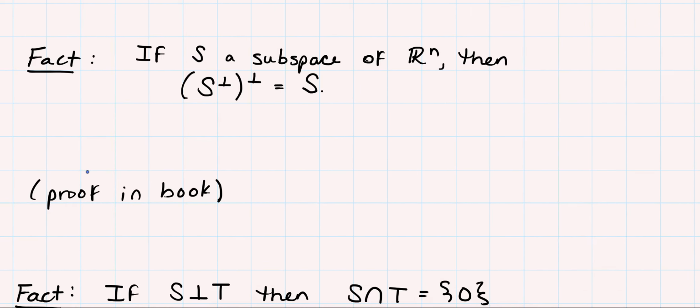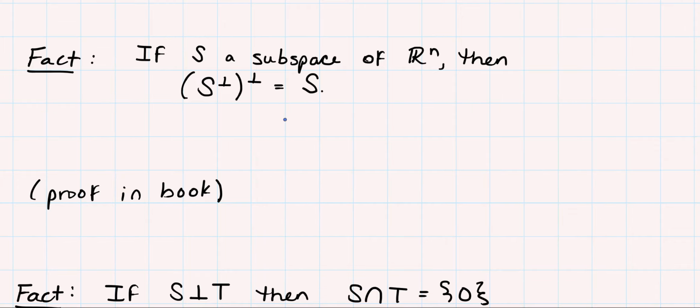Here's a nice little fact. It says that if S is a subspace of Rn, then the orthogonal complement of the orthogonal complement is actually S itself. Now we're not going to prove this. The proof is in the book if you'd like to check it out. One way is really easy.